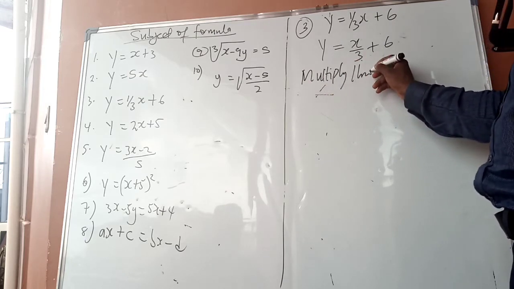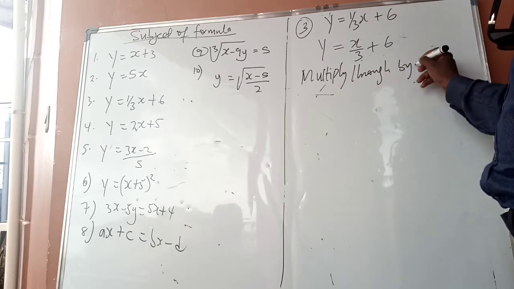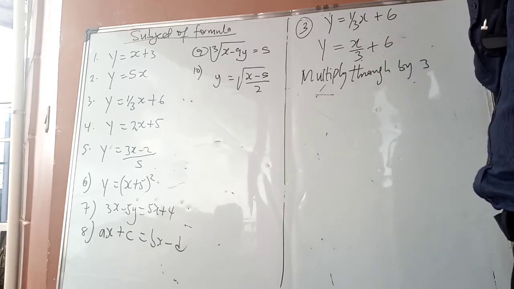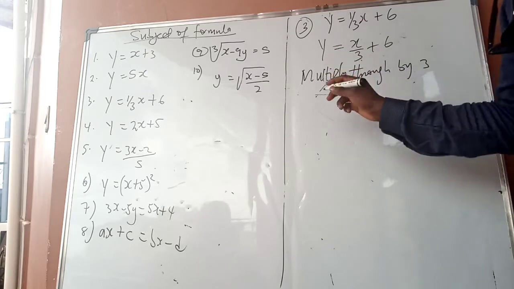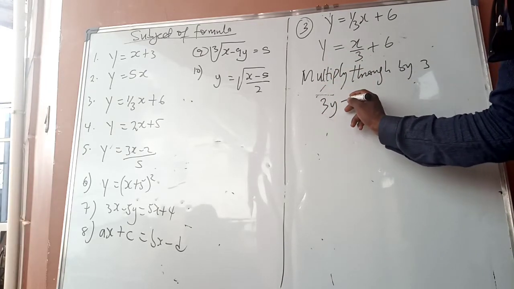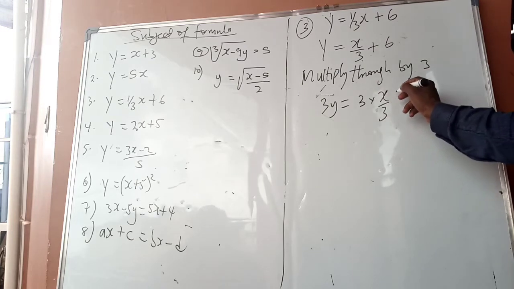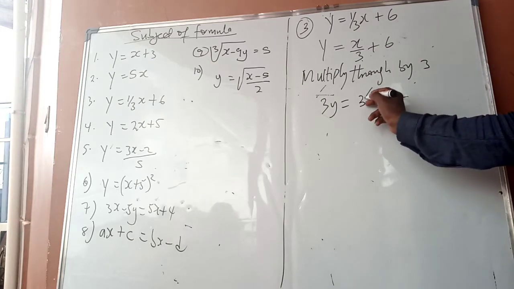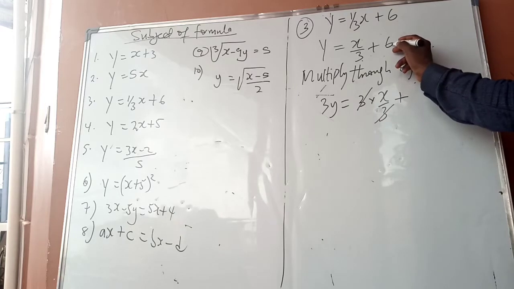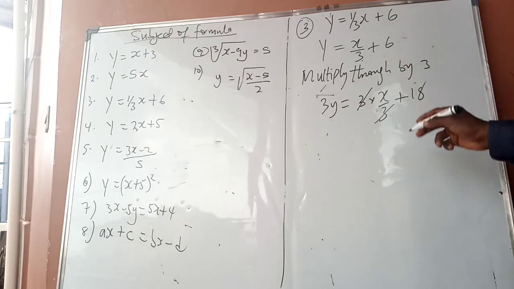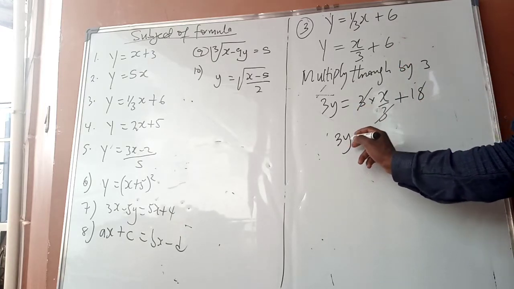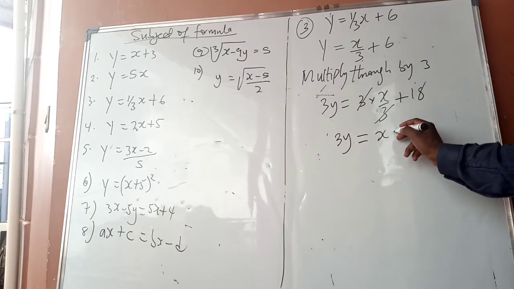Multiply through by 3 so that the fraction will be cleared. When 3 times y, I shall get 3y, because when 3 multiplies x over 3, the 3 will cancel out here. When 3 times 6, I will have what? 18. So 3y is equal to x plus 18.